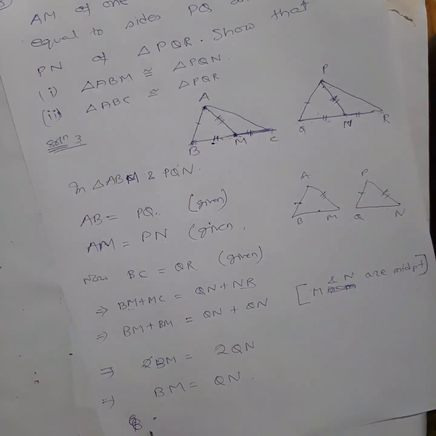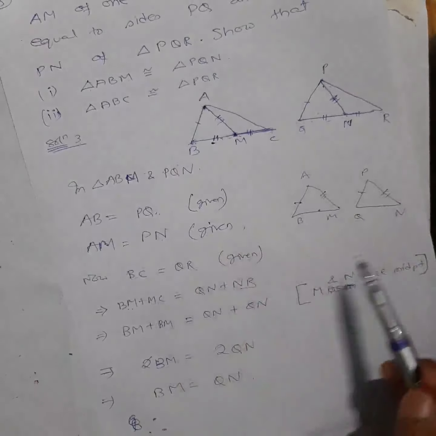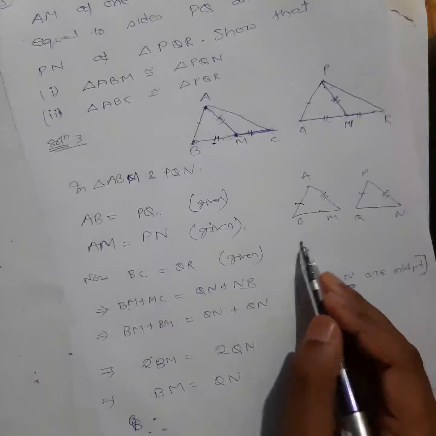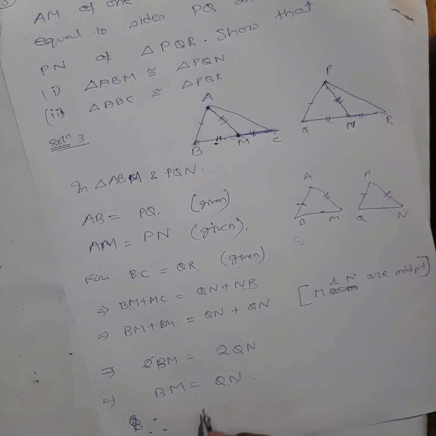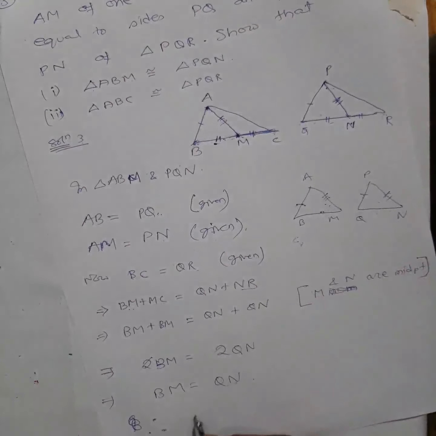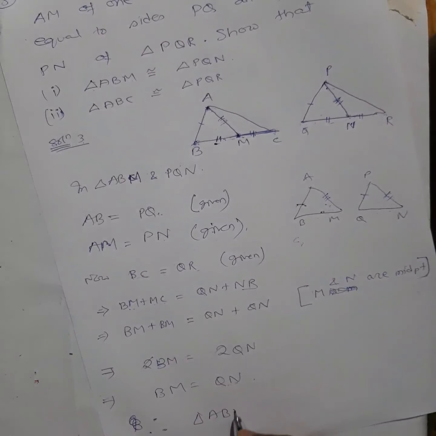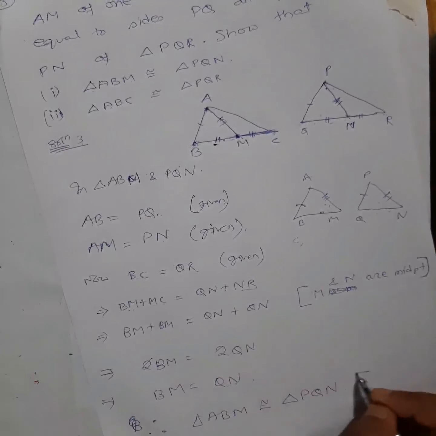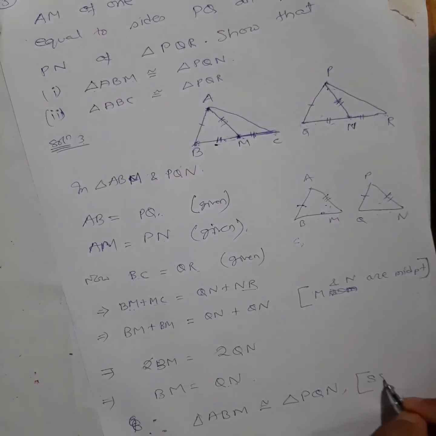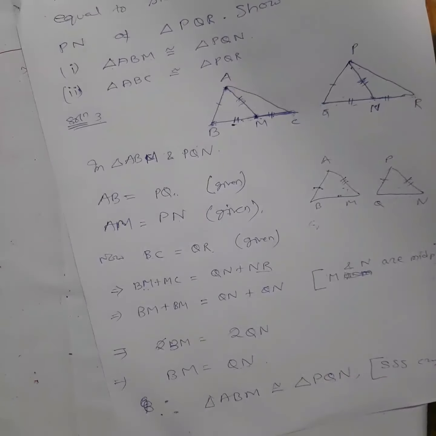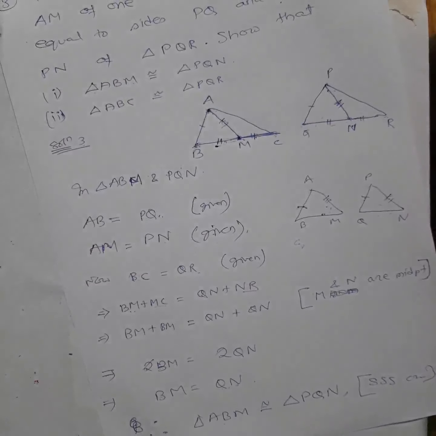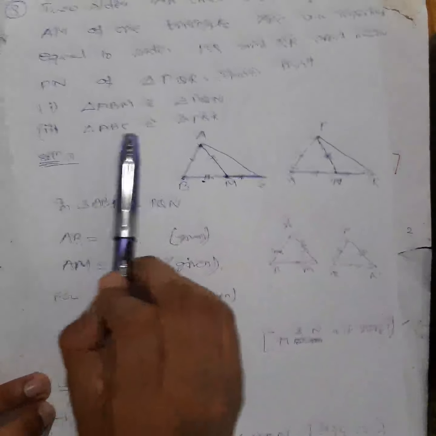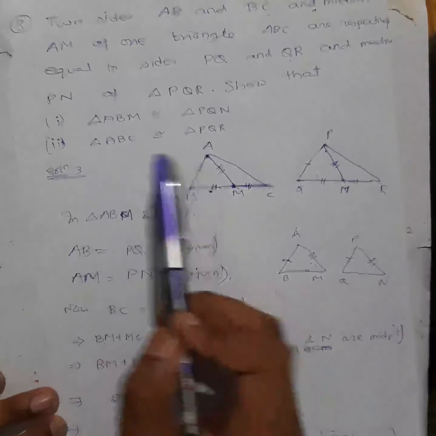So therefore, you can see this side and this side are equal, this side and this side are equal as given, and this side and this side are also equal, I have proved. So from this what I can say, by side congruency, triangle ABM is congruent to triangle PQN. Why? Side congruency. Okay, so the first part is done. ABM is congruent to PQN. The second part, you just try yourself.